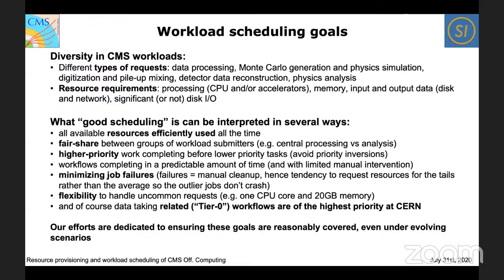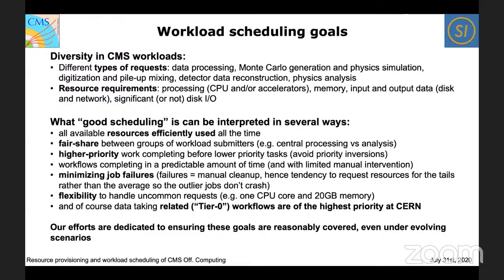So we have to do the scheduling, a good scheduling of all these types of requests. And of course, what good scheduling means can be interpreted, and it's usually interpreted in a number of ways. So we have to use all the resources efficiently. We have to respect the fair share between the groups. We have to respect the prioritization. We have to minimize job failures.